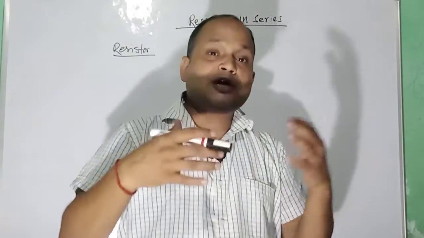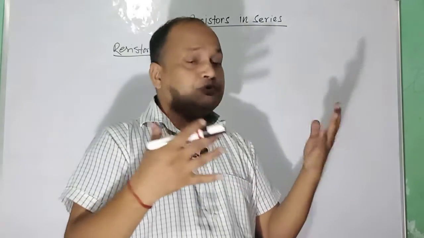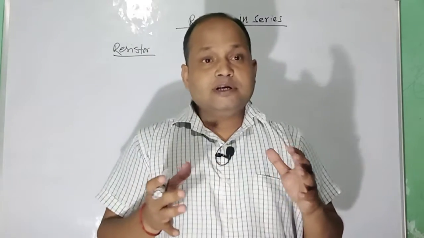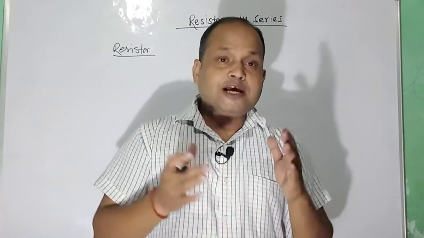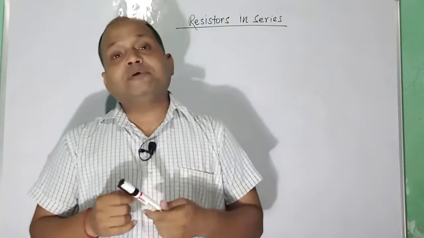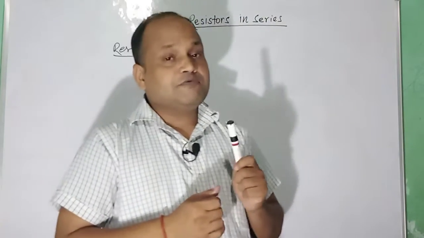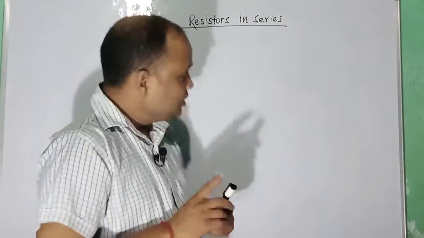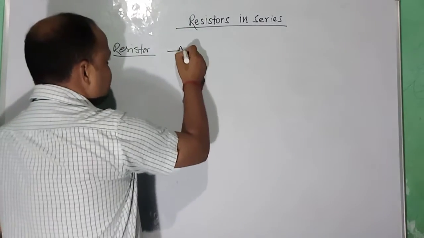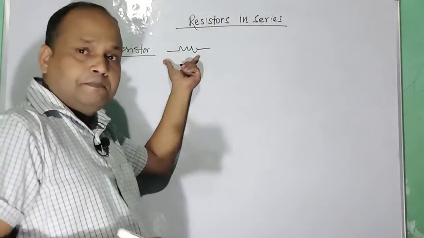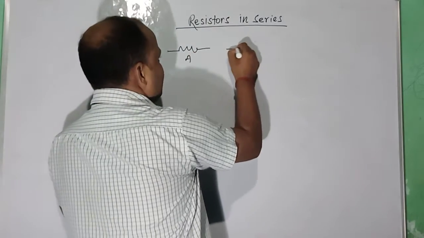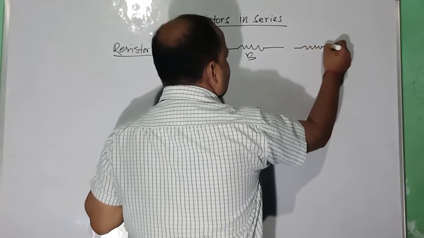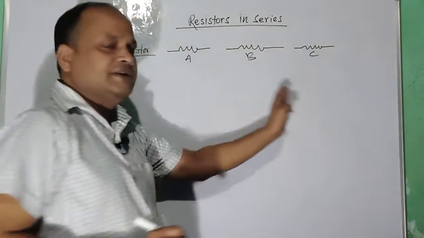So now if there are more than one resistor, how to use those resistors to get the desired value of current? It is a question. So for that we need to study about combination of resistors. First of all we'll study resistors in series. So suppose this is a resistor, this is resistor A, this is another resistor B, this is C. These are the three resistors.